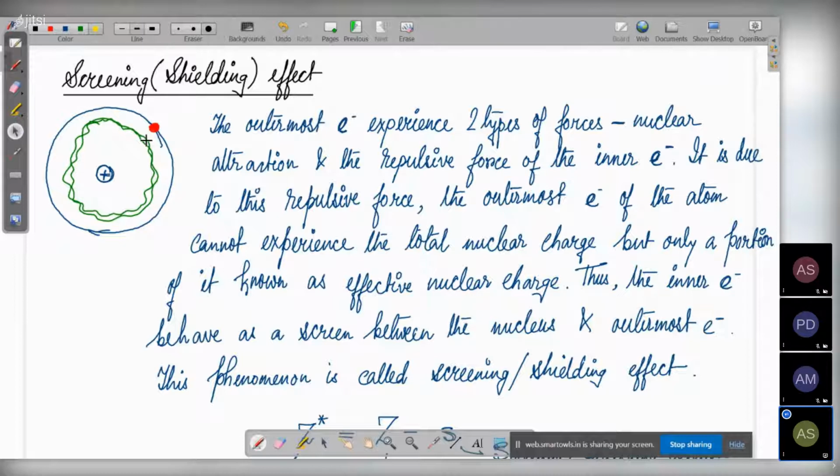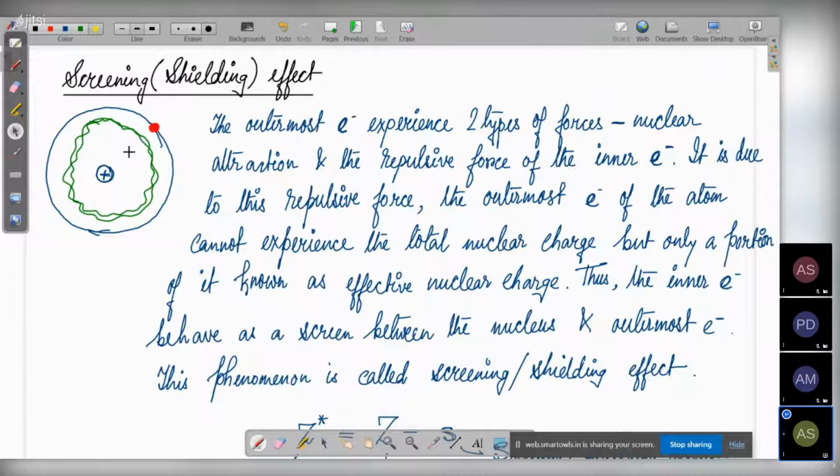Now, but between the nucleus and this outermost electron, there are also other orbits. And those other orbits also contain electrons. You think that the nucleus is trying to pull the electron towards itself. But these electrons present in the inner orbit are forcing the electron away. So they are repelling the electron out.